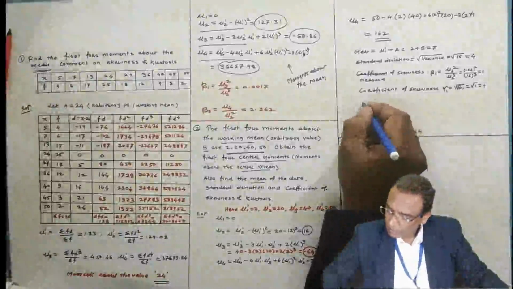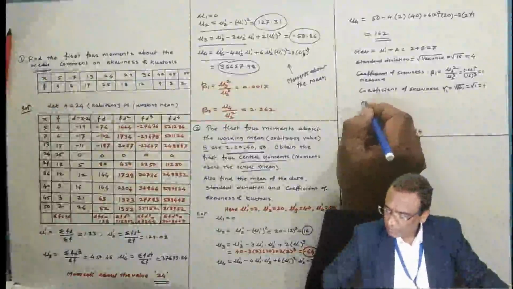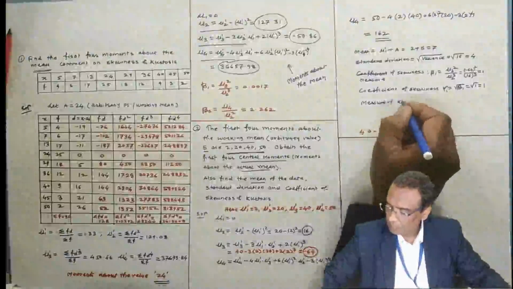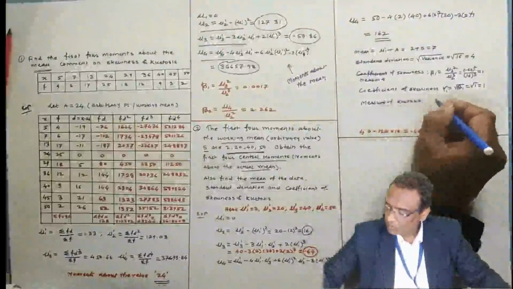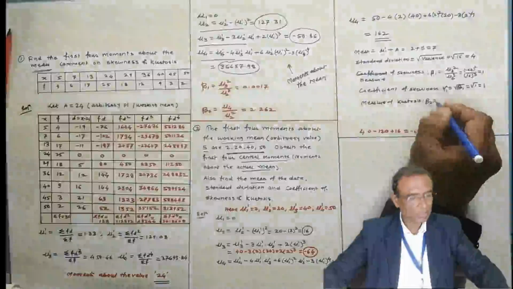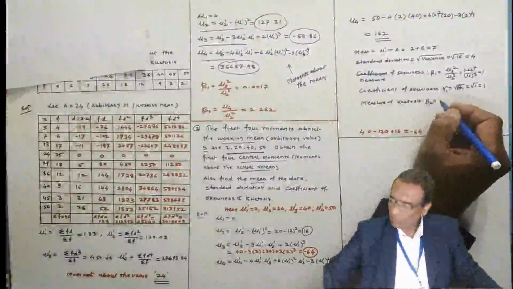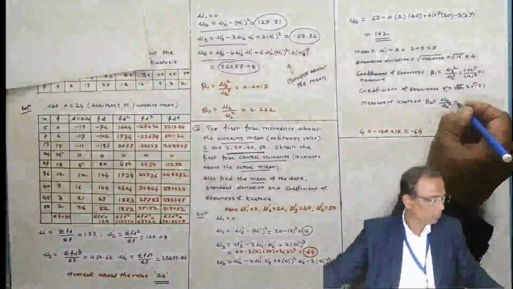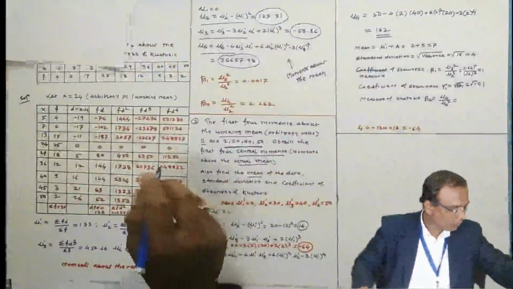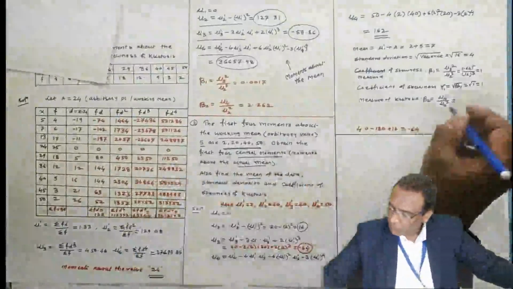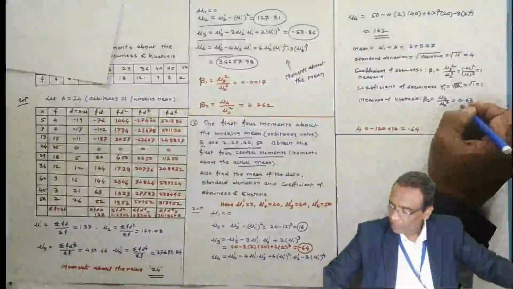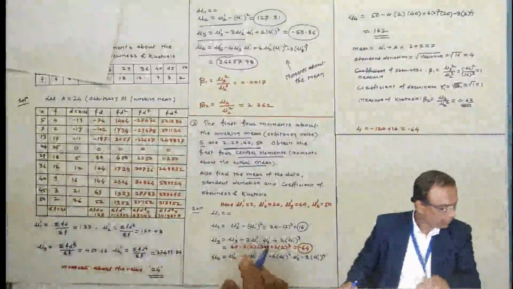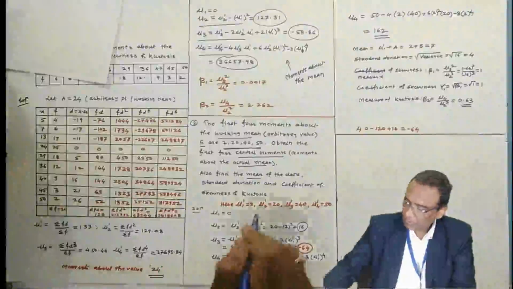Now the coefficient of kurtosis we have to find. The measure of kurtosis I am going to find out. What is the measure of kurtosis? You can see this is the beta 2 formula, mu4 by mu2 square, and if you try to find it out, it is 0.63. Now beta 2 is 0.63. It is a measure of kurtosis.